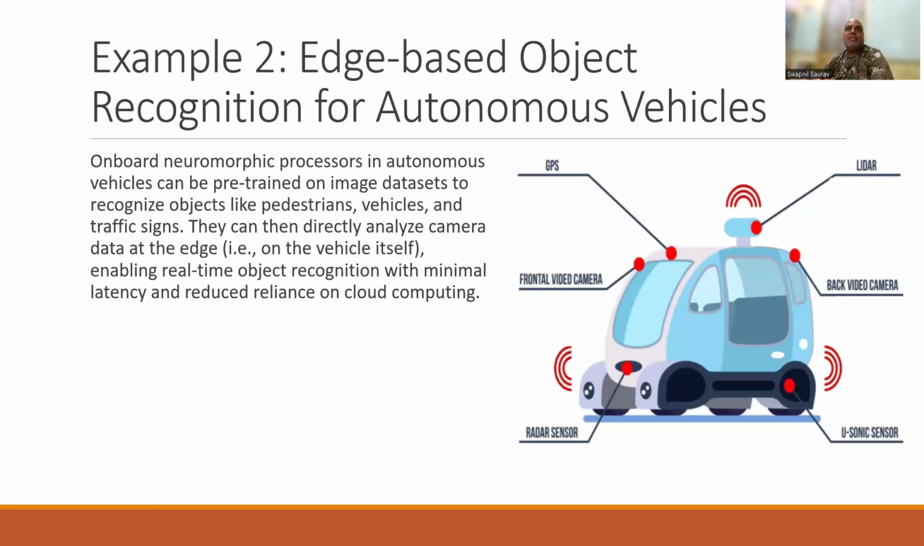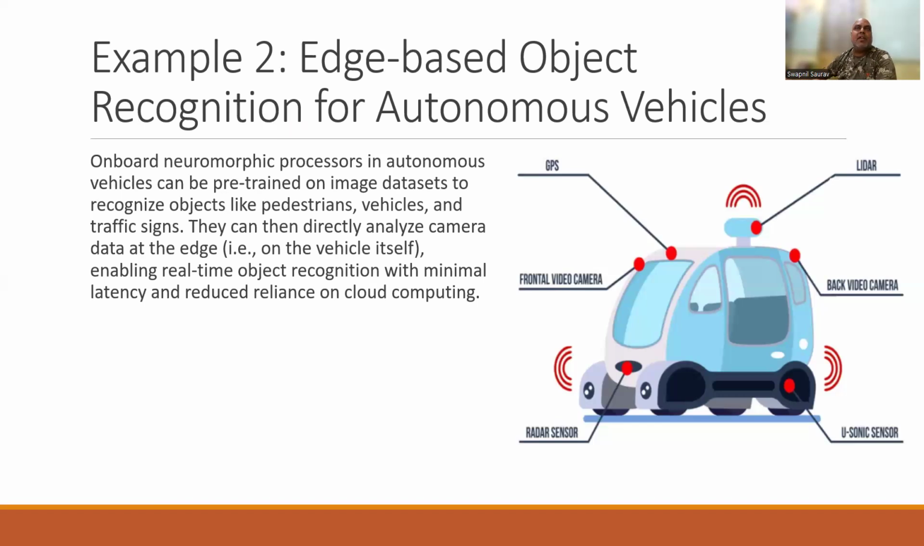Fast parallel processing. Neuromorphic systems can process information in parallel, similar to the brain. This enables faster object recognition from camera data streams captured by the AV. On-chip learning. Neuromorphic chips can be trained directly on the vehicle, eliminating the need to send data to a central server for processing. This reduces latency and allows for real-time object recognition.